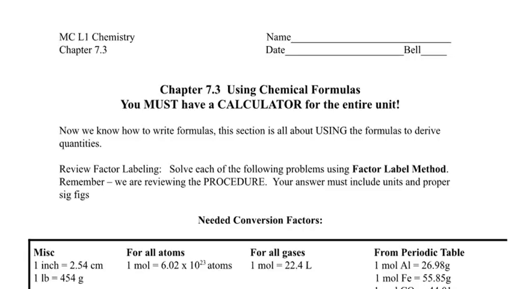So tonight's homework is all about the review part. You have proven to me a couple times that you're still kind of weak in factor labeling. You didn't do all that great on that in the midterm, so we need to brush up on that right now. That's why we're doing this video tonight. It says review factor labeling. Solve each of the following problems using the factor label method. Do it my way, please. Remember, you are reviewing the procedure. Your answer must include units and proper sig figs always.